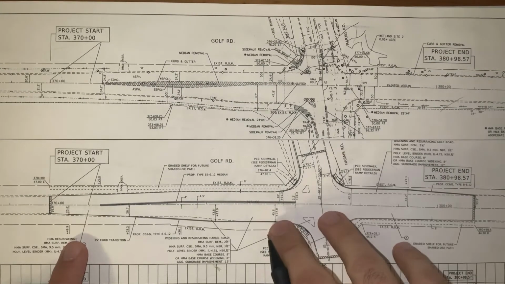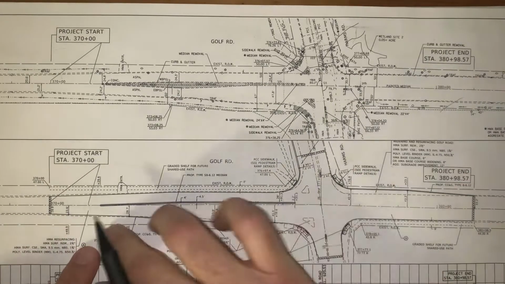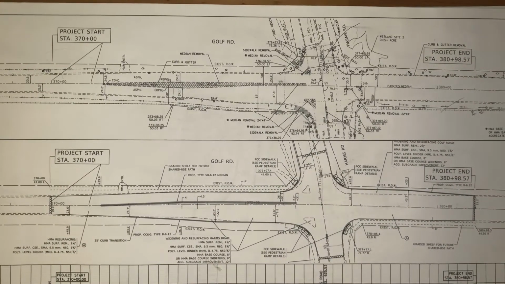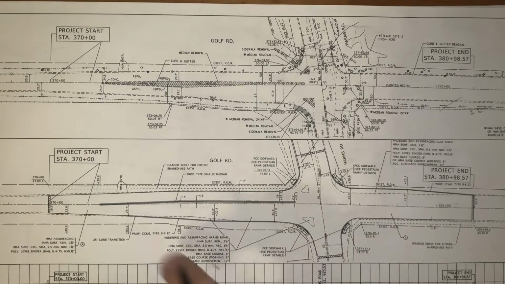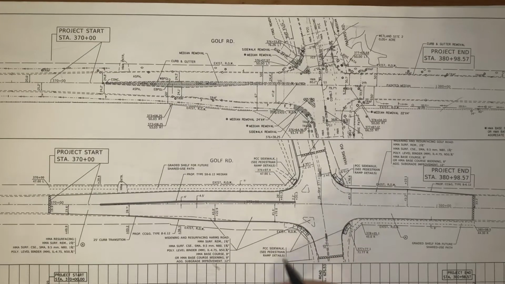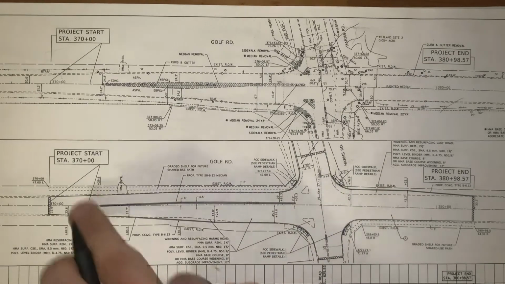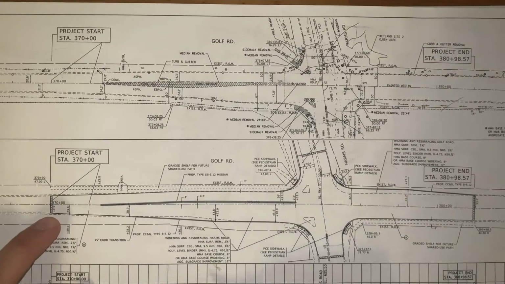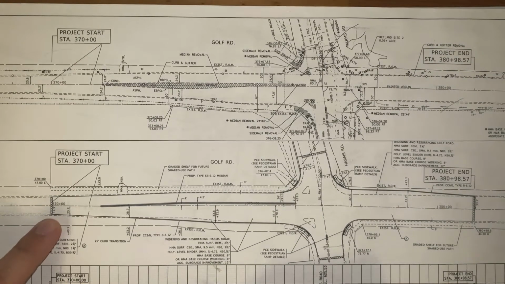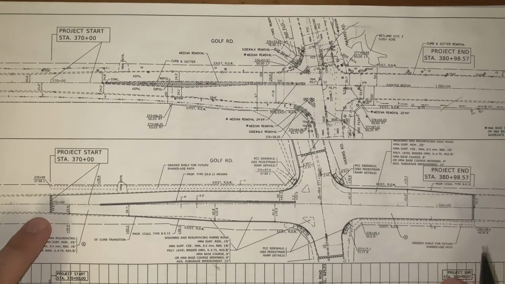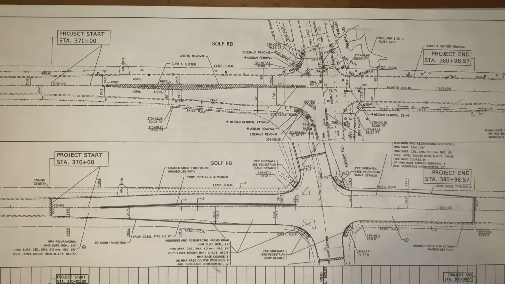In our specific case here, we have an intersection improvement project where we are adding right turn lanes and widening the street. For this street, we have a reference point of a beginning station of 370 plus 00 and an end station of 380 plus 98.57.